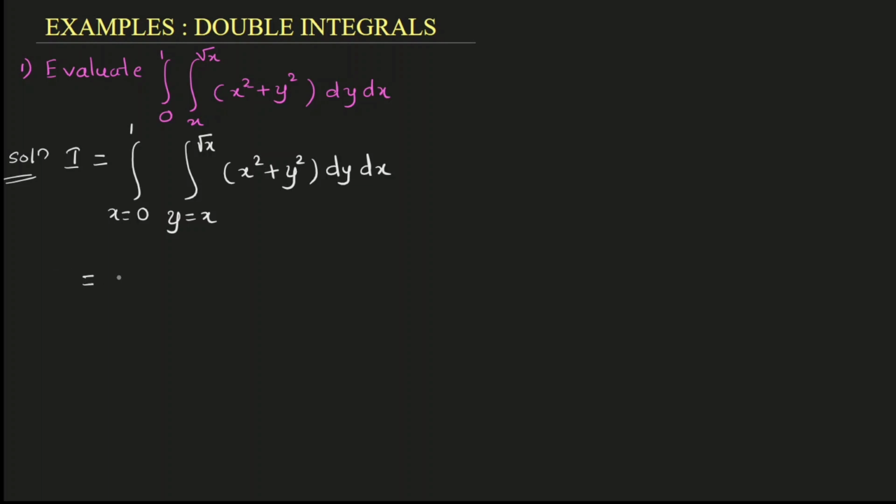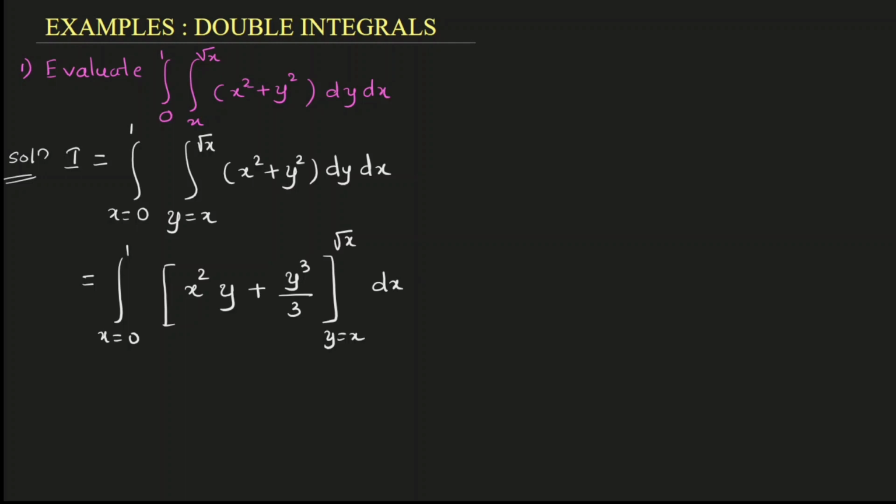Now keep this integral as it is, x varies from 0 to 1. Now we need to integrate with respect to y. Since we have plus here, x square into dy plus y square into dy. When you integrate with respect to y, x square acts as a constant. So it is x square, keep it as it is, into dy. Integration of dy is y, plus integration of y square is y cube by 3. Limits vary from y equal to x to root x, into dx.